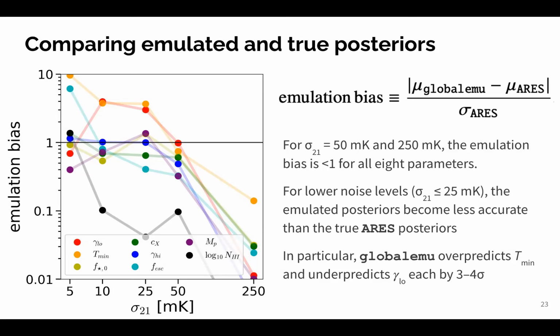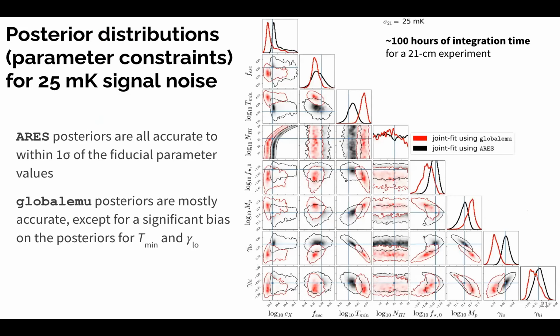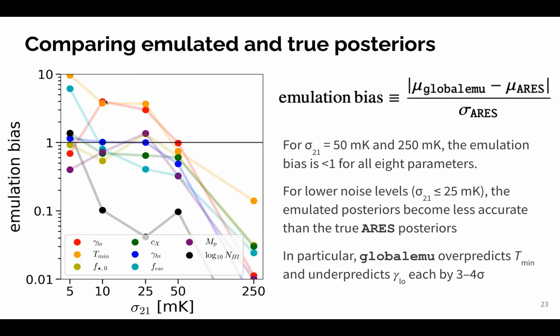And so we see these biases for 2 parameters, what we just discussed for T-min and gamma low. If I go back to the 25 millikelvin plot, you can see the red distribution is slightly higher, about 3 or 4 standard deviations higher than the black distribution. And so that's what's being shown here for the 10 and 25 millikelvin noise levels. So the emulation bias is less than 1 for those higher noise levels. And then as we go to lower noise levels, the emulation posteriors become less accurate than the true Aries posteriors.